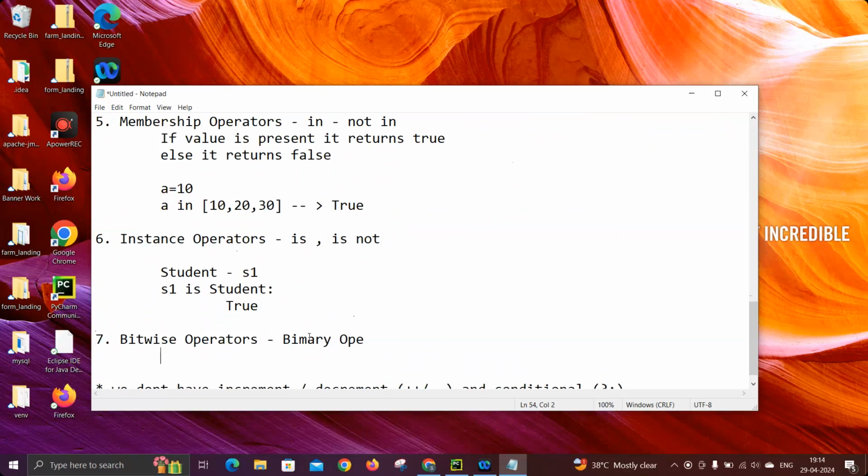So here we have AND, pipe for OR, and as usual XOR. Also we have left shift and right shift, and finally tilde. So these are the different operators we have in bitwise, and they all work on binary operations.